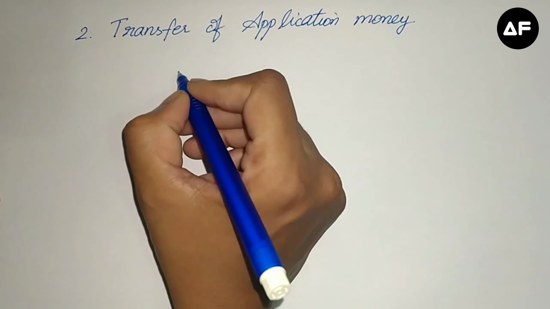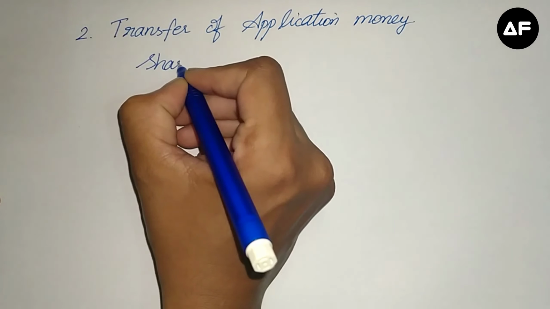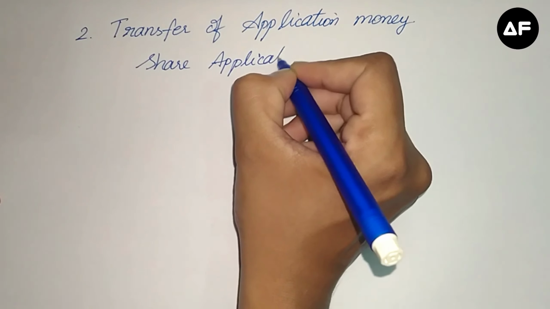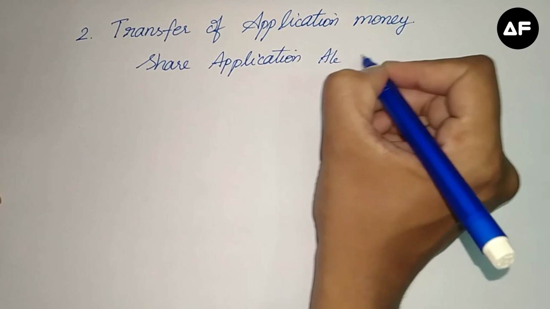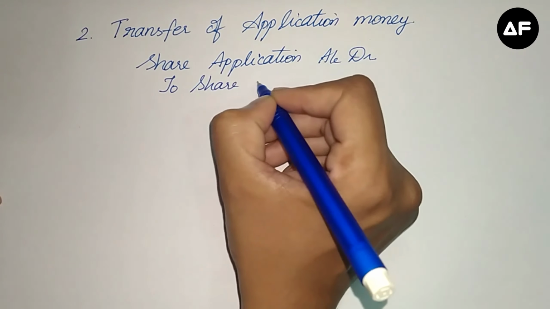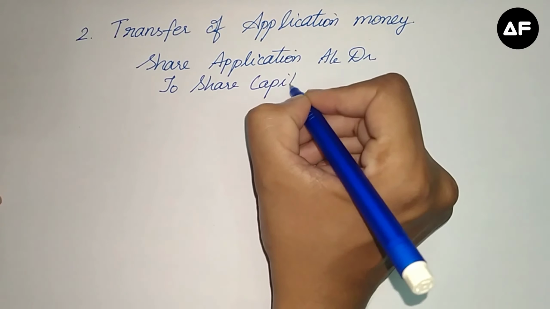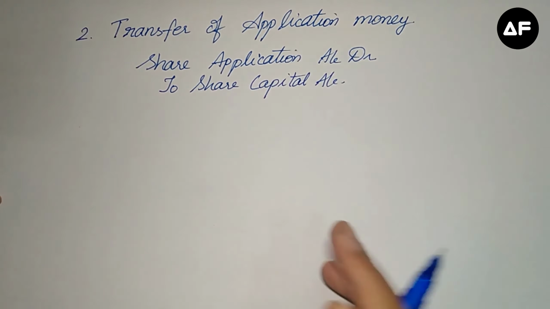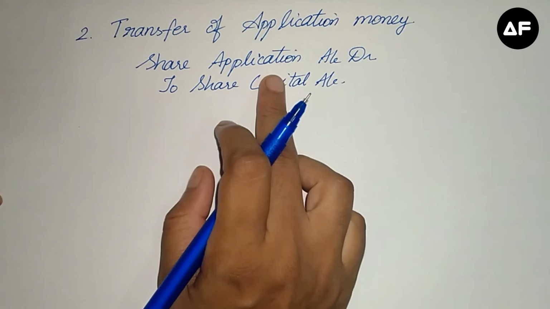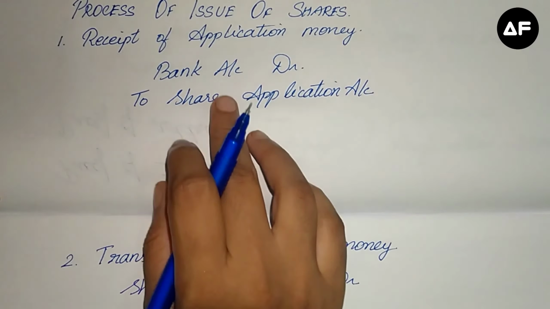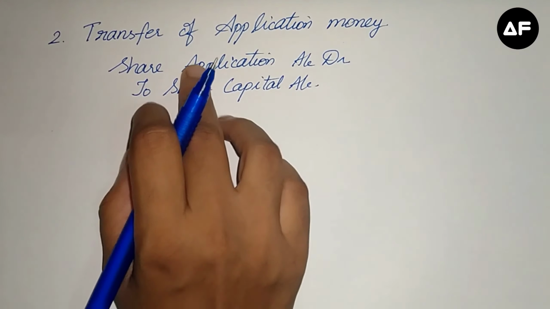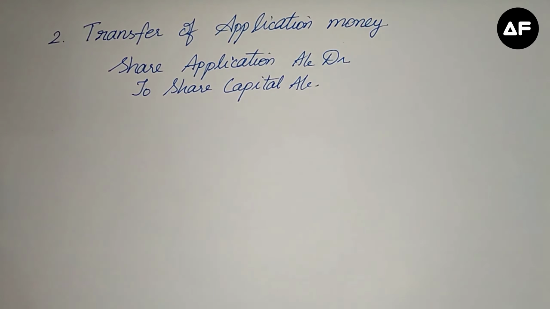So the entry for it will be share application account debit to share capital account. So if you just compare the two entries, share application was in the credit, now it has come to the debit, right? So likewise you can also remember these entries.